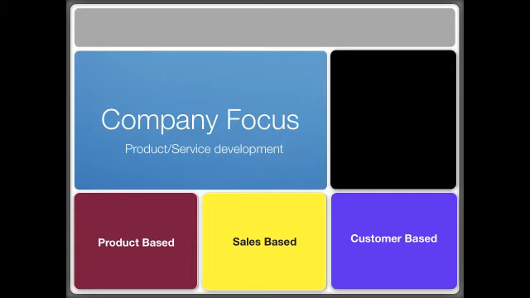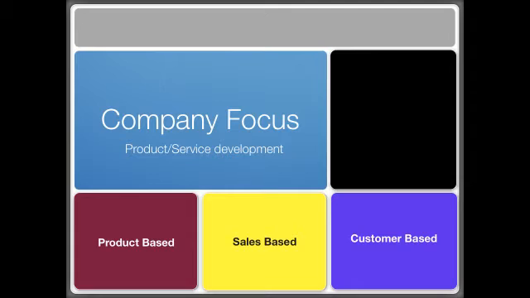And so companies, in regards to their product and service development, can have three different focuses. Now, first we have a product-based focus. And in companies that have a product-based focus, this is the old 1950s theory, which is focusing on building products that you like as an organization. You build them, you create them, and you hope that other people like them too.